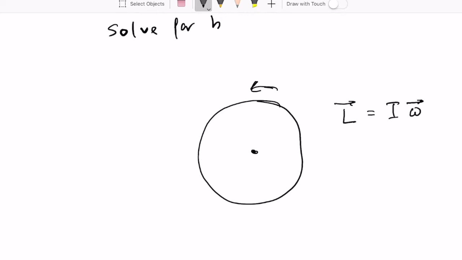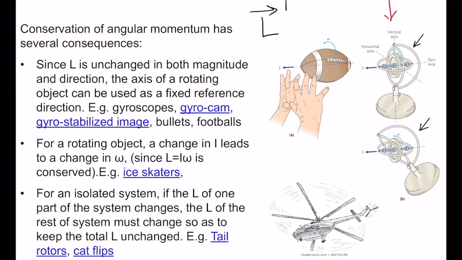So how do you use the right-hand rule to find the direction of omega? You curl the fingers of your right hand in the direction of rotation, and your thumb points in the direction of omega. The same thing applies for L as well, because L and omega have the same direction. So you can use the right-hand rule to find the direction of the angular momentum. That is why, now you can understand why the direction of the angular momentum vector is the way it is for both the gyroscope and the football.